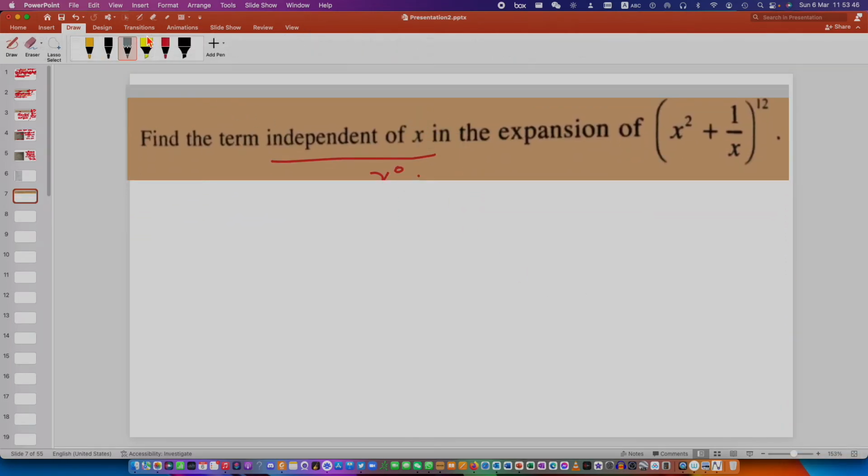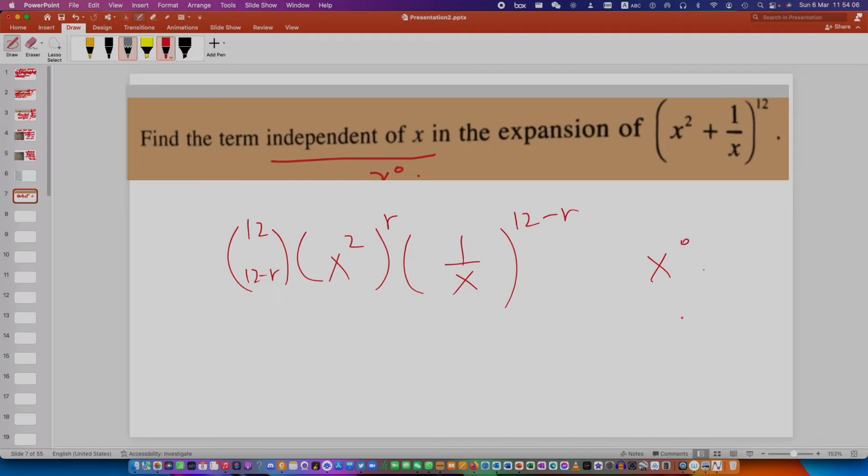So what is the general term formula? This is your x squared. This is your x. This is 12. The r, right? If you put r here, here it has to be 12 minus r. Here will be 12 minus r, right? Simple. So now, they want what term? They want the x to the power of 0 term, right? Meaning this is simplify these two.